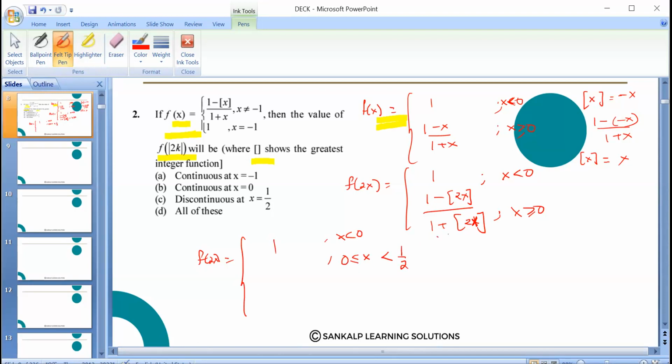You have to take this function and put 0. So 1 by 1, it will be 1. What about x greater than or equal to 1 by 2 and lesser than 1? In this function itself, you will put 1 by 2. So 1 minus 1, you will get 0. Lastly, x greater than or equal to 1 and lesser than 3 by 2. If you put x equal to 1 in this function only, minus 1 by 3 you will get.